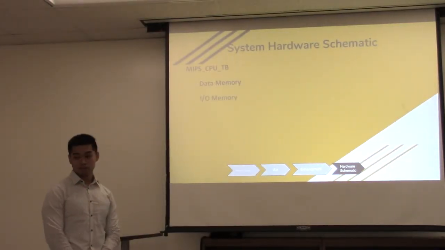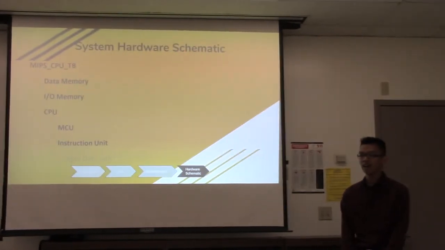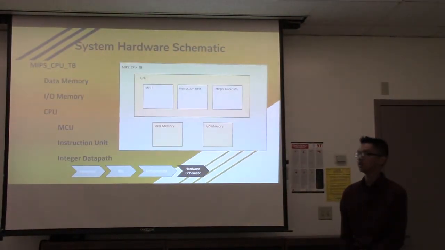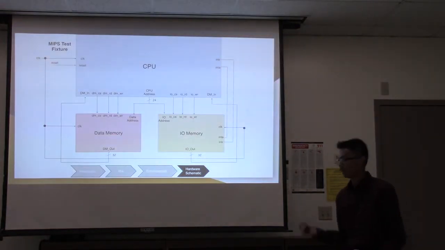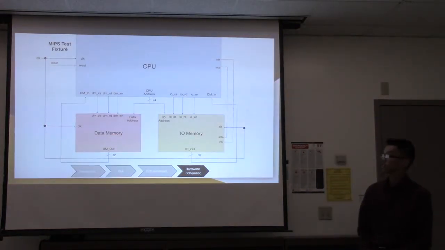Alright, so for the system hardware schematic, we have the top level, which is also known as our test bench or our test picture, which encompasses the CPU, the I/O memory, and the data memory. We'll then zoom into the CPU, which contains the MCU or the MIPS control unit, the instruction unit, and the integer data path. Alright, so this is the block diagram for our test picture.